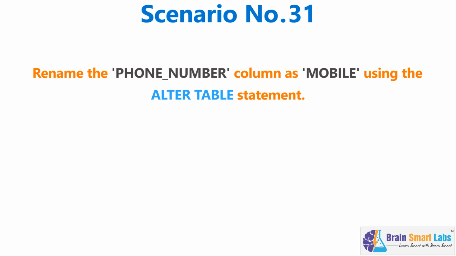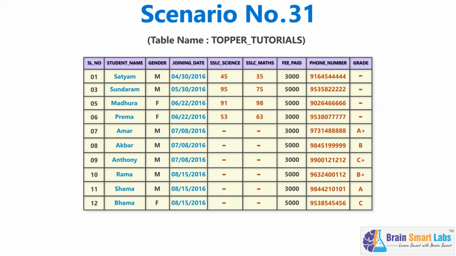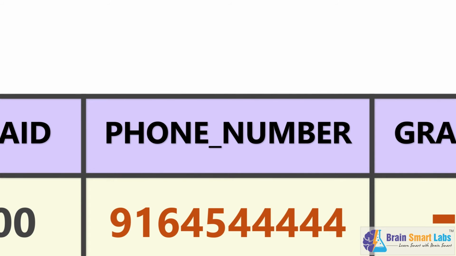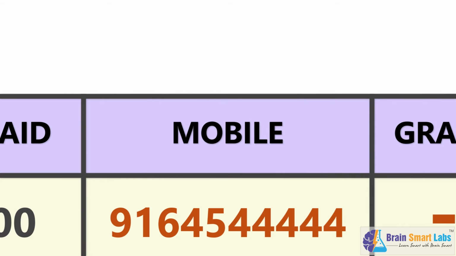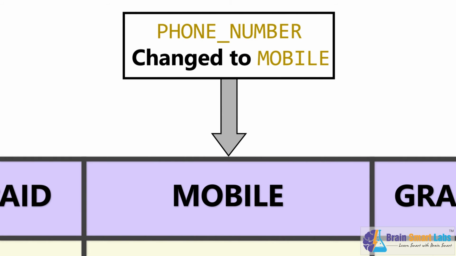Rename the phone number column as mobile using the alter table statement. So friends, if you take a look at this table, their requirement is very simple. The 8th column in the table, that is phone number, should be renamed as mobile. We are not hampering any values here, nor are we altering any data type. We are just renaming the column here and that's it.